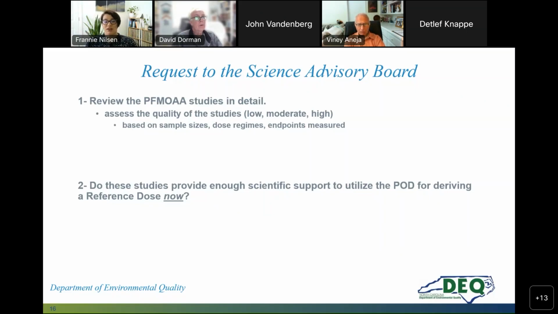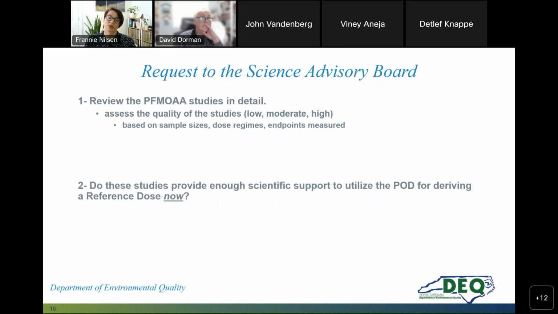I know a lot of the different metrics of measuring high, moderate, or low quality include sample size or endpoints measured and things like that. I feel like the feedback doesn't need to be so specific, but really just what the members' thoughts on the papers were, whether they are of high enough quality to include at some point, and whether we could do this now based on just these 2 papers.